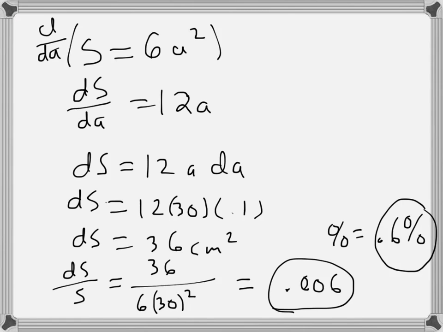And it's less than the volume's percentage error because surface area only has A squared, right? Whereas the volume had A cubed. So that error was being multiplied every time you had another factor of A. That's why the surface area doesn't have as much error.